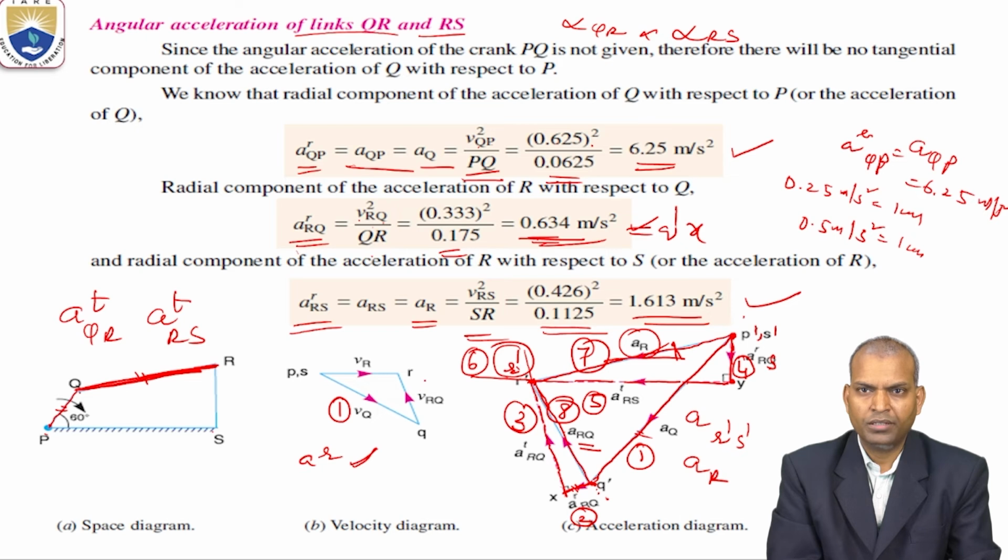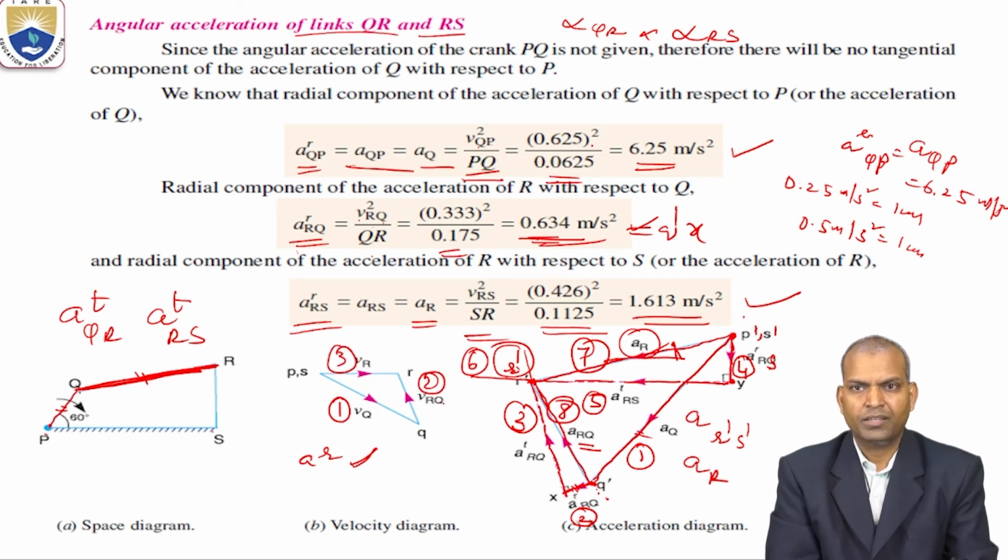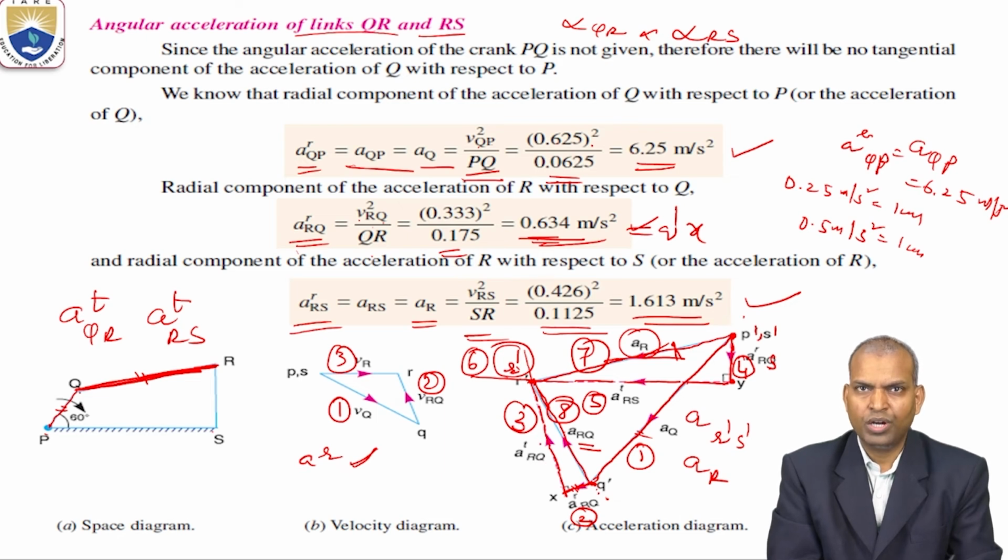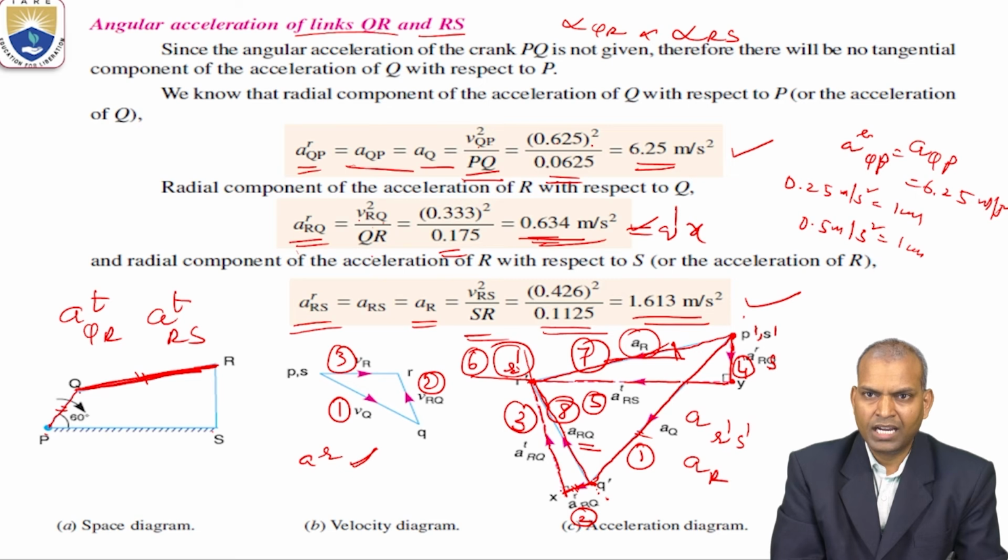VQ is step 1, VRQ is step 2, VR is step 3. Now after knowing this, we want the angular acceleration of the links, alphas. What is the angular acceleration of the links QR and RS? What is the QR angular acceleration?